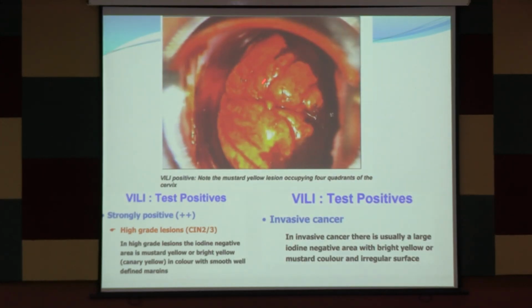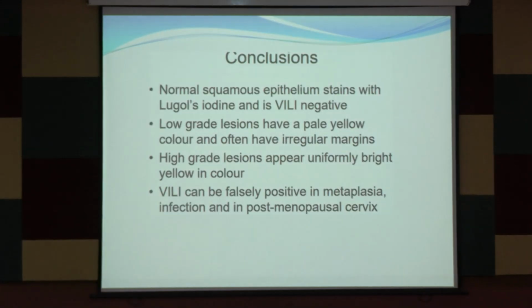Whereas if it is dense yellow like this, it is known as mustard yellow or canary yellow. Then it is probably a high-grade lesion. We need to excise this entire transformation zone. Either we can take a biopsy initially, know what it is, CIN1, 2 or 3, and then we can do treatment, or we can do it in the same setting.